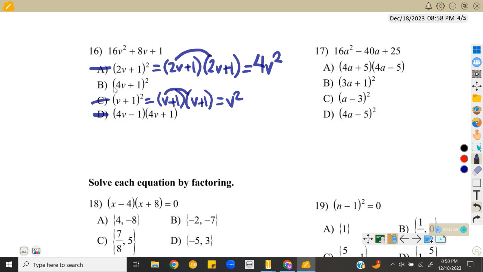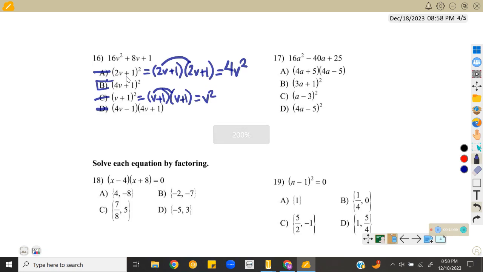So you can see that the answer will be where the coefficient of v would end up being 4 times 4, right? We're going to end up with a 16v squared because we have 4v in this case. So you would choose B.